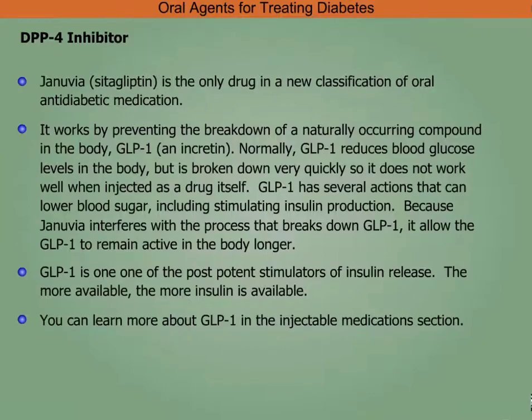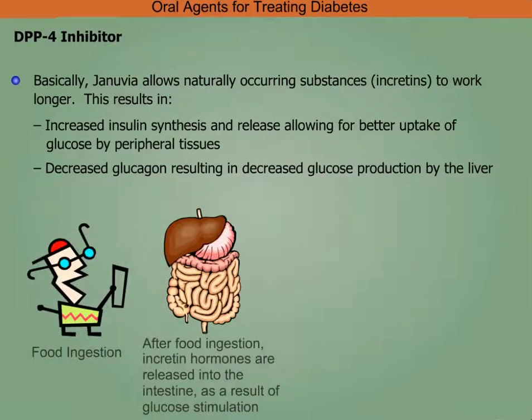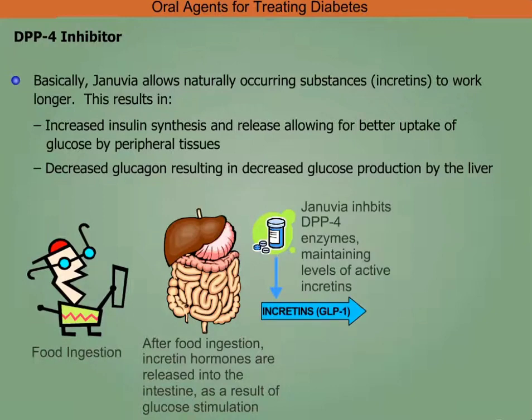DPP-4 inhibitor. Basically, Januvia allows naturally occurring substances to work longer. This results in increased insulin synthesis and release, allowing for better uptake of glucose by peripheral tissues. Decreased glucagon results in decreased glucose production by the liver. After food ingestion, incretin hormones are released into the intestine as a result of glucose stimulation. Januvia inhibits DPP-4 enzymes, maintaining levels of active incretins.